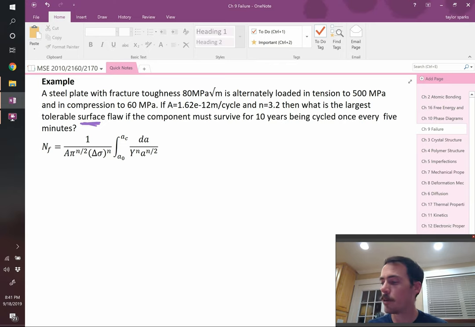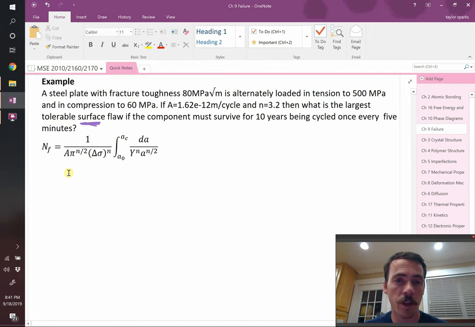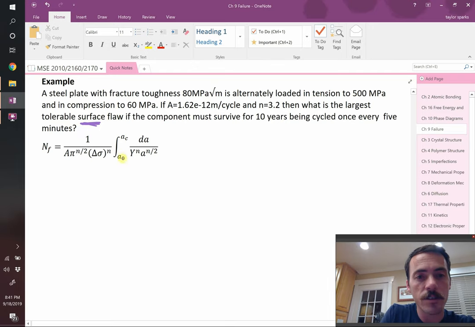If the component is going to survive 10 years, being cycled once every 5 minutes, okay? So how do you go about even beginning a problem like this? Well, I've given you this equation to start with, right? To figure this out, what are we even being asked? It says, what's the largest tolerable surface flaw, right? So that's going to be the largest initial flaw, because the flaw is going to grow over time, okay? So in other words, we're being asked to solve for this guy right here, A naught.